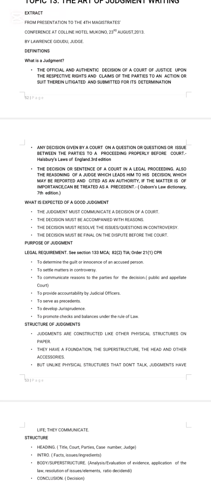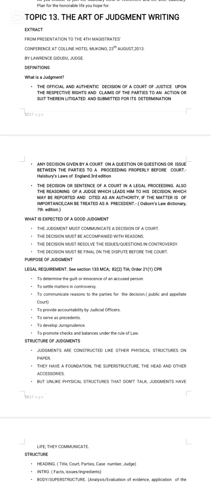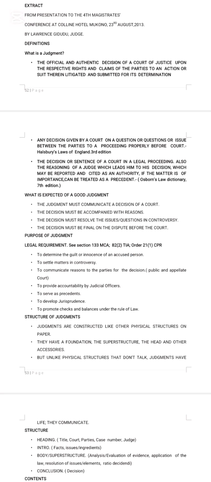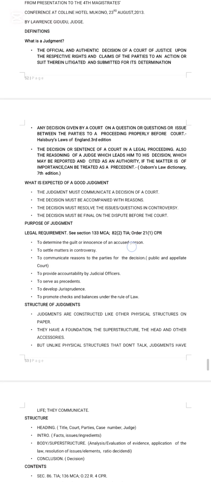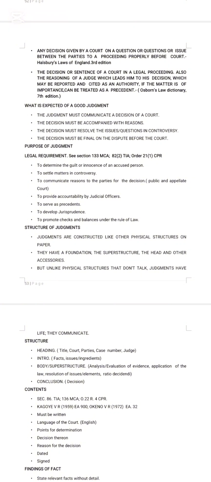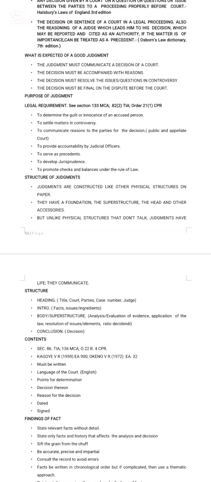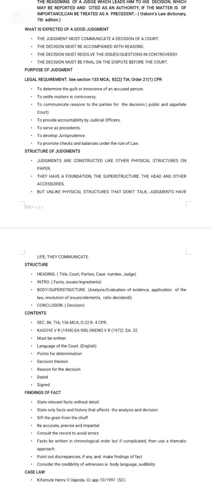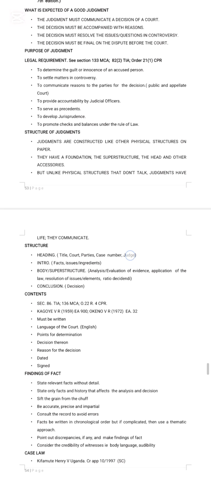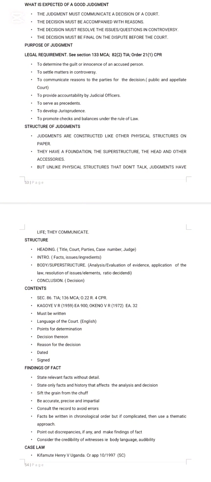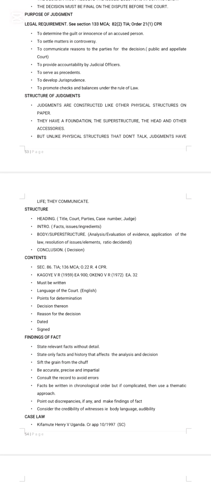What's the judgment? I think it's just reasoning. It provides the reasoning of the court and the analysis of the lawyers, how the judge was able to come to that conclusion. What is expected of a good judgment? The communicated decision of the court must be accompanied with reasons, must resolve the issues, and must be final in the dispute before the court. Purpose of judgment: to determine the guilt or innocence of the accused person, settle matters, provide accountability, serve as precedents, and develop jurisprudence.